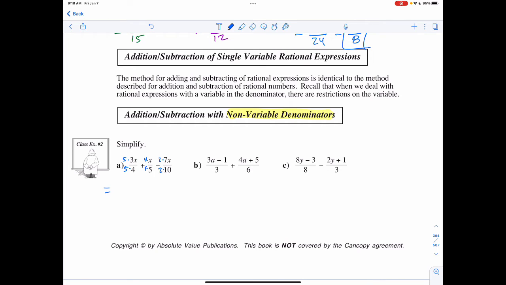And this is going to give me 5 times 3x is 15x. There's a plus in between, so I'm going to say plus 4 times x is just 4x. There's a minus in between. We got to be careful of those. And I'm going to say that's going to be minus 14x. And this is all over that LCD of 20.